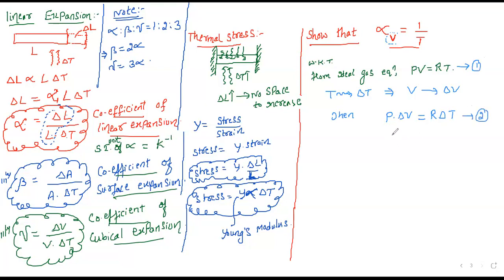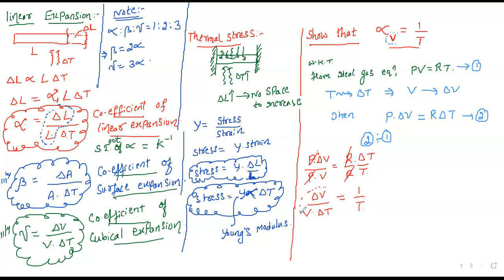Now I can divide equation 2 by 1. If I divide equation 2 by 1, what is going to happen? You can notice that P delta V divided by PV will be equal to R delta T divided by T. Now you can cancel pressure and pressure, and R and R will also get cancelled. So delta V by V, and I will shift this delta T to the LHS, so it becomes 1 by T.